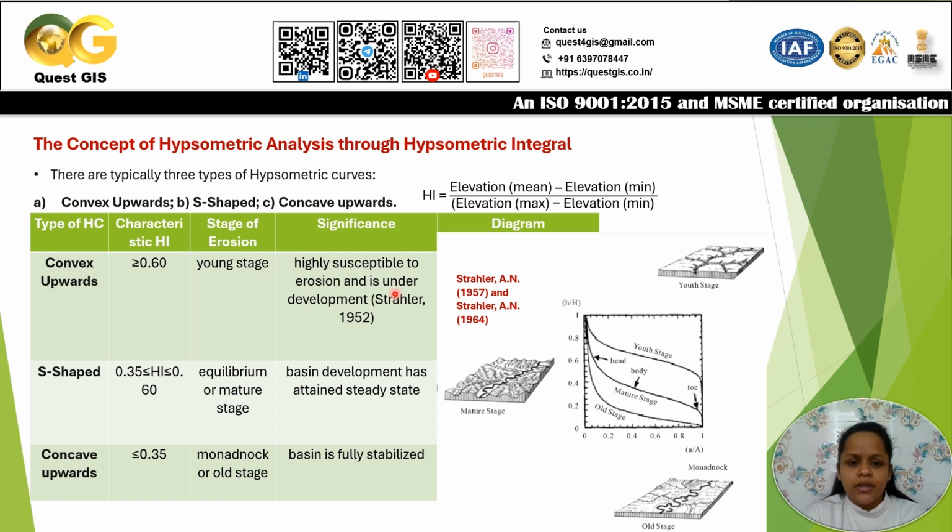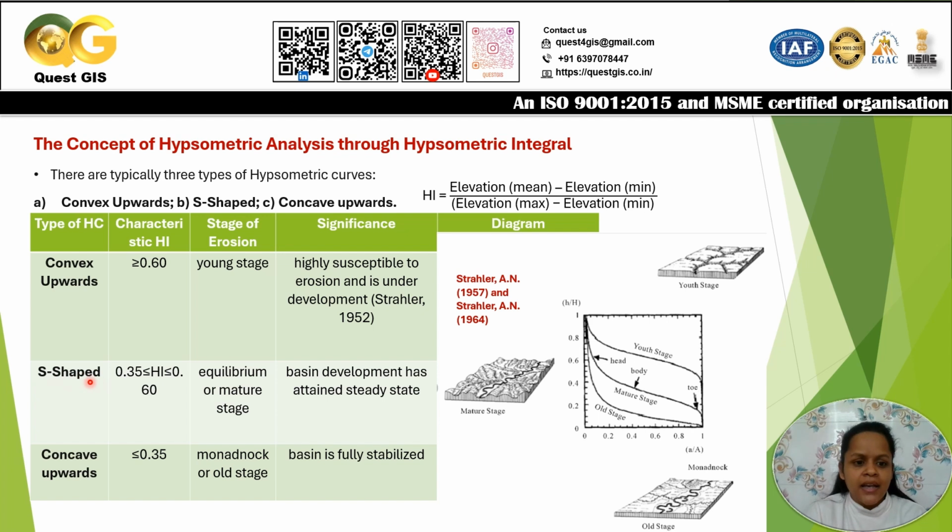And what is its significance? Strahler 1952 says that such areas are highly susceptible to erosion and are under development. There might be some tectonic activity going on which keeps on raising the landscape with time, and the river network is not powerful enough to erode the entire area. It is not in equilibrium, you can say.